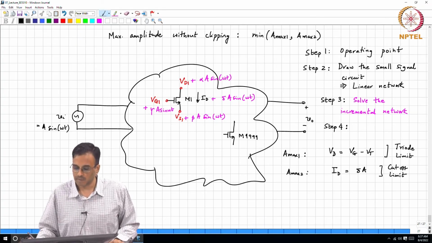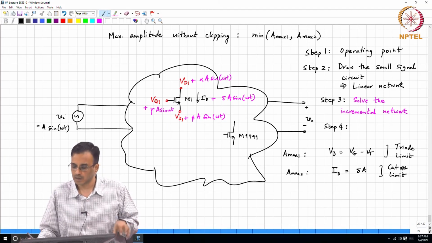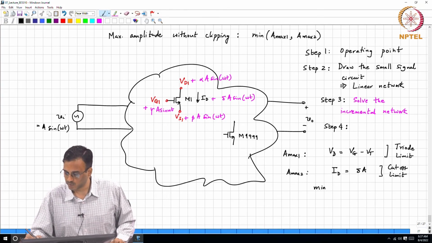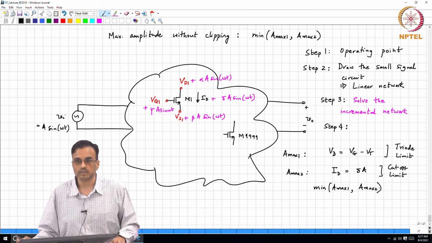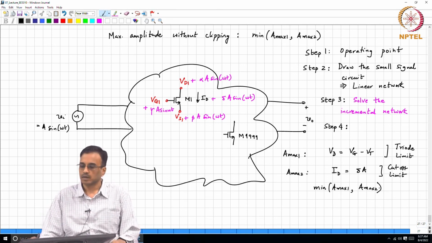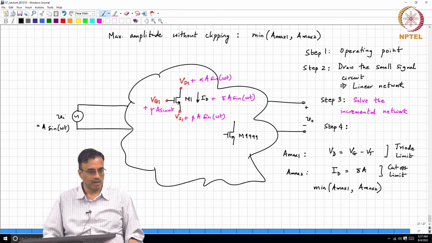And therefore, what is the maximum input amplitude that will ensure that M1 is operating all the time in saturation? Yeah. So, for M1 the limit is the minimum of A max 1 and A max 2. And now you do this for M1, M2, M3, M4 all the way up to M9999, and what is the maximum amplitude that you can use before something goes bad? The minimum of all these things.